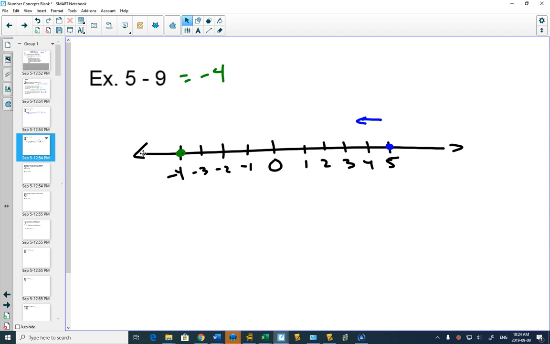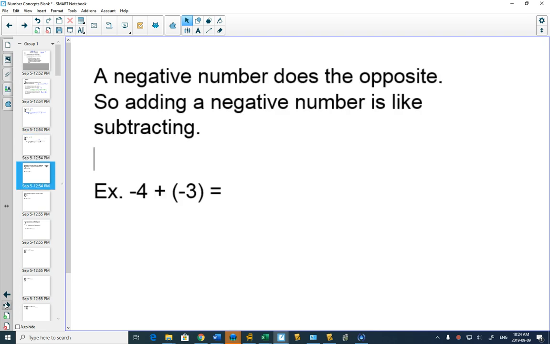So these are basic adding and subtracting, but in this one we subtracted, and our answer ended up in the negatives. Now, what happens when we have negative numbers involved? So now, add a little bit of complexity. Negative 4 plus a negative 3. Whew. So a negative number does the opposite.